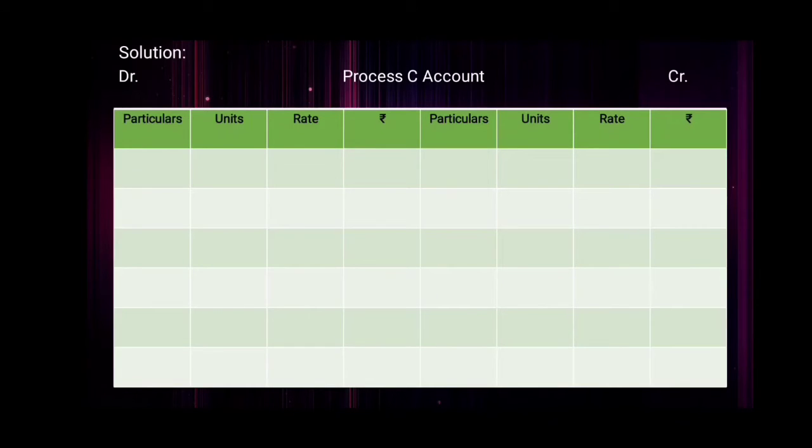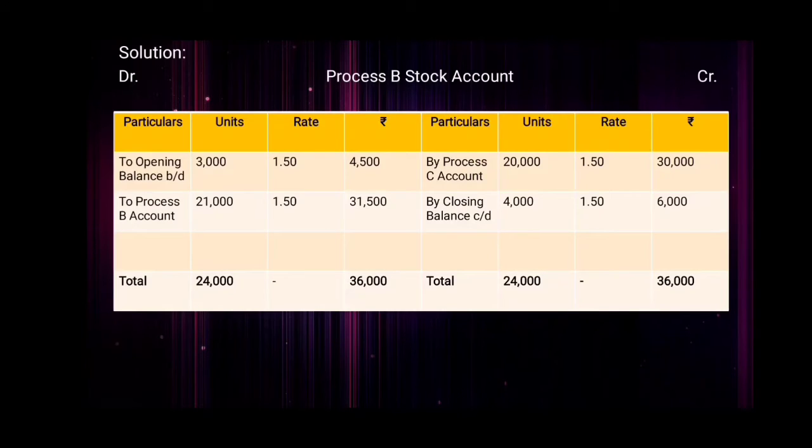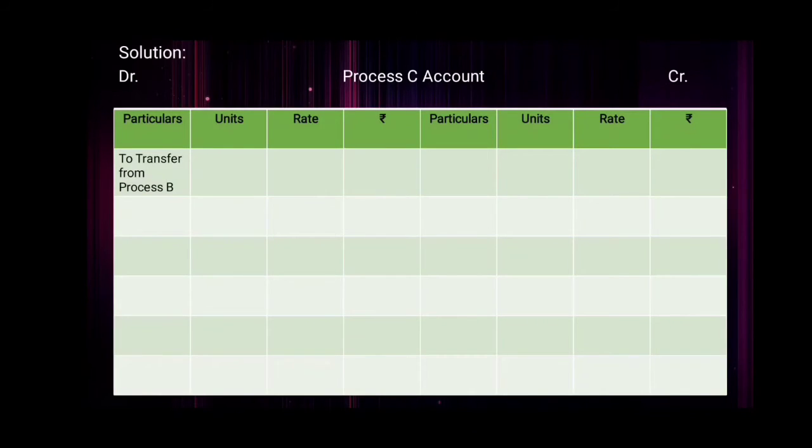Now let us prepare process C account. So the balancing figure of process B stock account will be transferred to process C account. So the unit is given as 20,000 at the rate of 1.50 and the total amount is 30,000. So we'll record it in process C account. To transfer from process B, units 20,000 at the rate of 1.50, so the total amount will be 30,000.